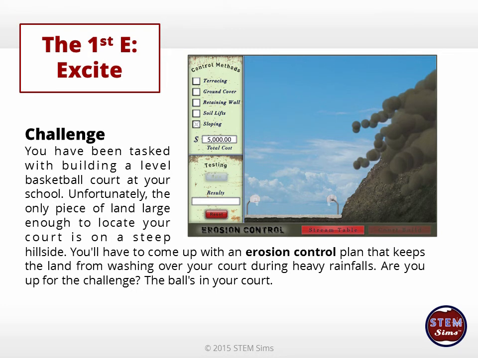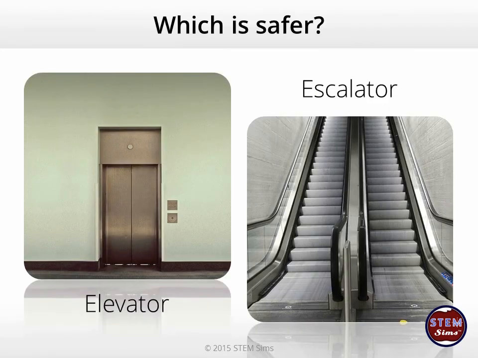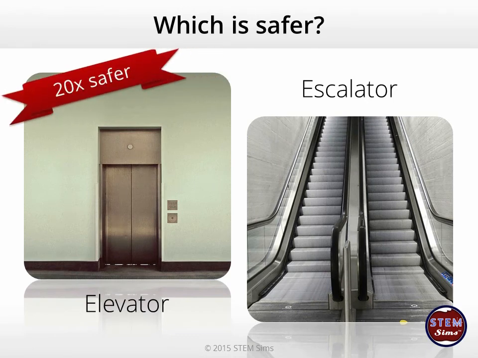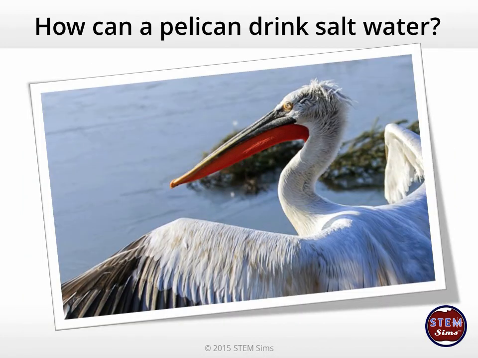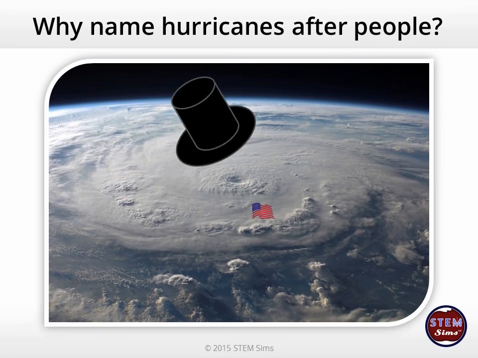For some students, these challenges might be enough to grab their interest. For others, we've produced 4-page brochures with some, "Wow, I didn't know that" type of questions. Like, do you know how many times safer elevators are than escalators? Elevators are about 20 times safer. Or how pelicans desalinate the salt water they drink to make fresh water. They extract the fresh water and sneeze it out as brine. Or how the first weatherman came up with the names for tropical storms and hurricanes. He named them after politicians he disliked.